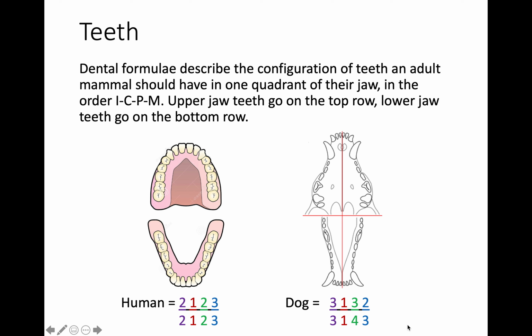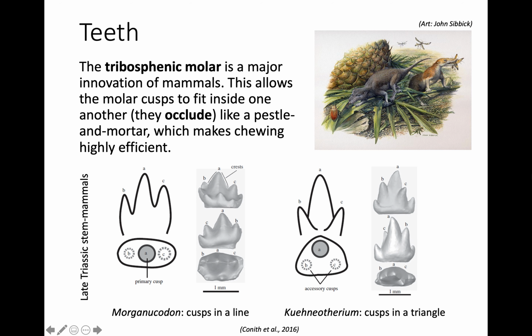Dogs have a slightly different one. They have 3 incisors, 1 canine, 3 premolars, 2 molars. So there's a specific type of tooth that we're going to talk about here, and this is the major innovation in early mammals. This is called the tribosphenic molar. This is essentially going to give us the trilobes here. That's where it gets its name from.